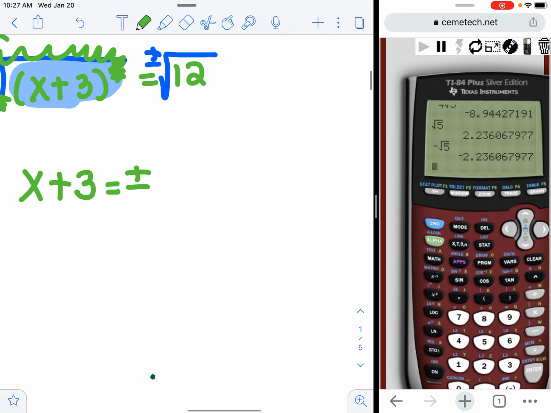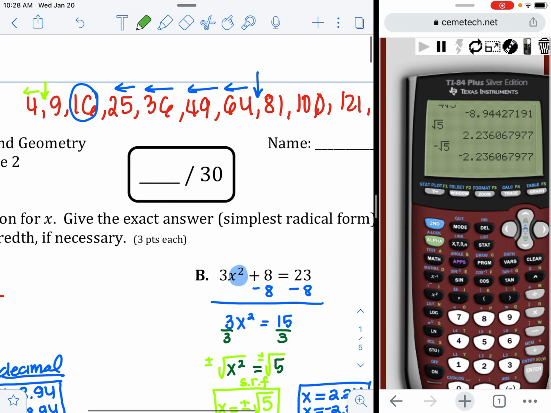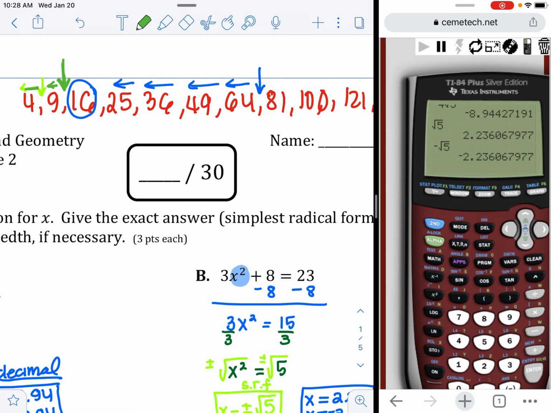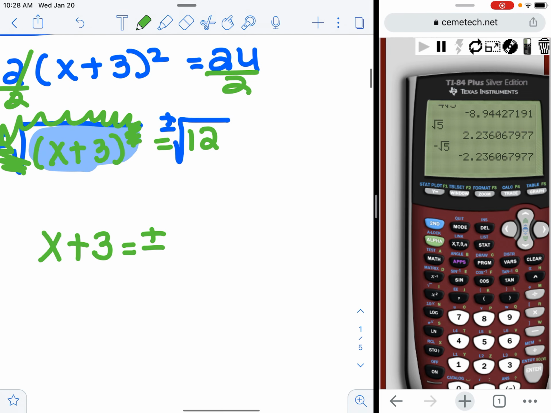And now I have root 12. So I need to know, is root 12 like root 5 and it's not simplifiable? Or is root 12 like 80 and it is simplifiable? The only way to know is to check your list. So 12 falls right here. I start going this way. Does 9 go into 12? No. Does 4 go into 12? Yes. 4 goes into it. So it is simplifiable. So I'm going to break it into its 2 radicals.